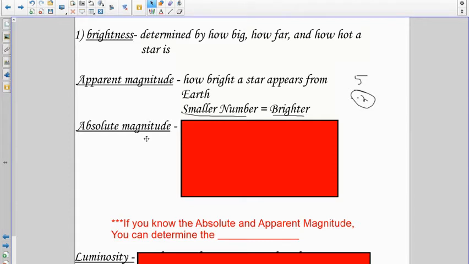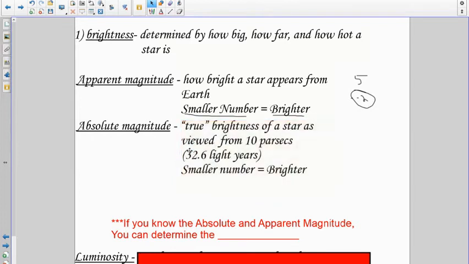Remember, the absolute magnitude is the true brightness of the star. And so if viewed from 10 parsecs, 32.6 light years, this is an indication of how bright the star actually is, and only depends on how big and how hot the star is. But once again, the smaller the number, the brighter it is. Once again, negative numbers are much, much brighter.